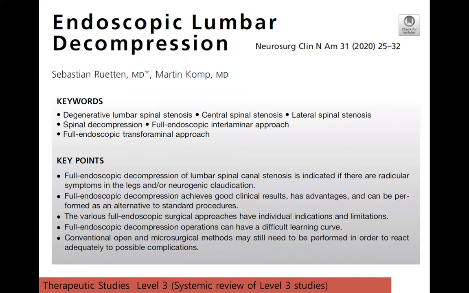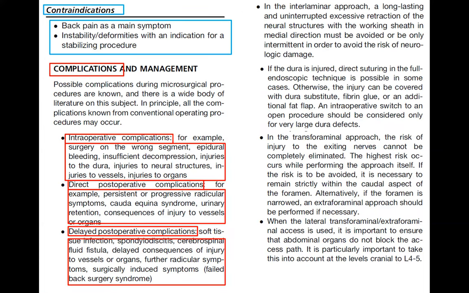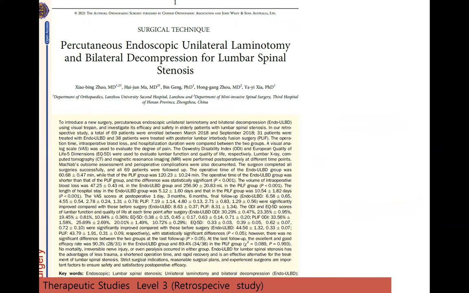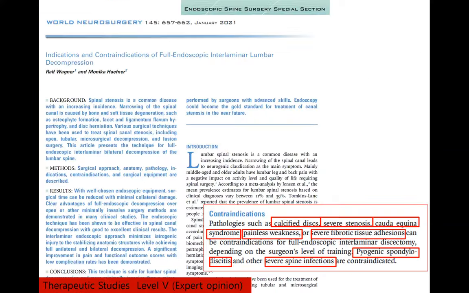This paper is a level 3 therapeutic study, a systematic review of level 3. In this paper, mainly back pain, disability, and deformity were contraindications, and various complications were also reported. This paper is a level 3 retrospective study, and the exclusion criteria and complications were reported. There are extremely few papers on contraindications of full endoscopic interlaminar decompression.